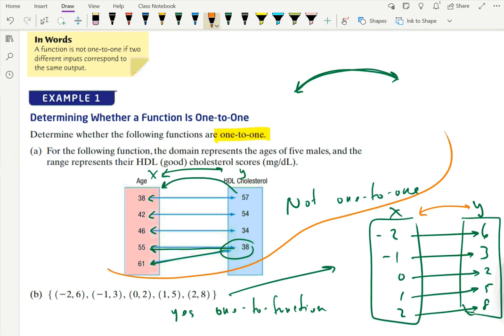If I reverse it, is it also a function? So 6 only goes to 2, 3 only goes to negative 1, 2 only goes to 0, 5 only goes to 1, 8 only goes to 2. So then that is, again, another way to look at, is this a one-to-one function? And it is. Okay. So one-to-one functions mean that every x only has one corresponding y, and for every y, we only have one corresponding x.